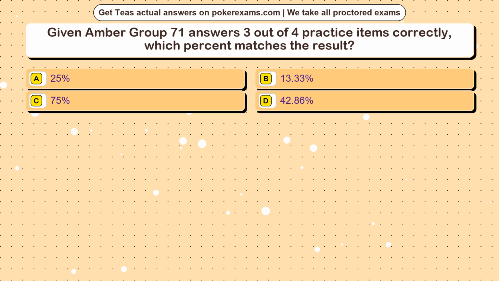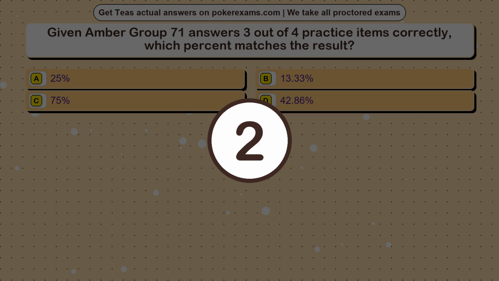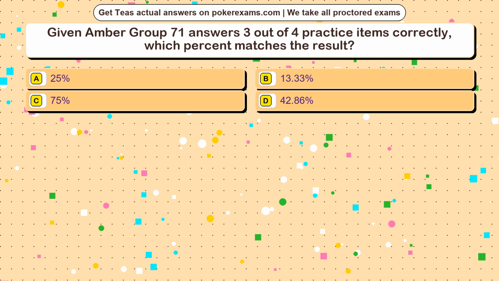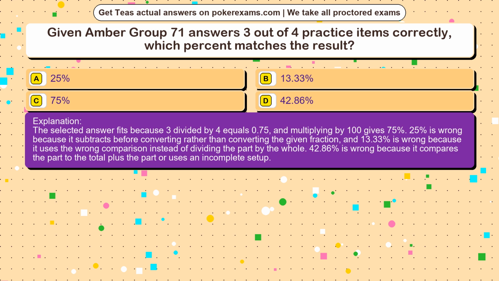Question 7. Given Amber Group 71 answers 3 out of 4 practice items correctly, which percent matches the result? Option A, 25%. Option B, 13.33%. Option C, 75%. Option D, 42.86%. The correct answer is option. The selected answer fits because 3 divided by 4 equals 0.75, and multiplying by 100 gives 75%.